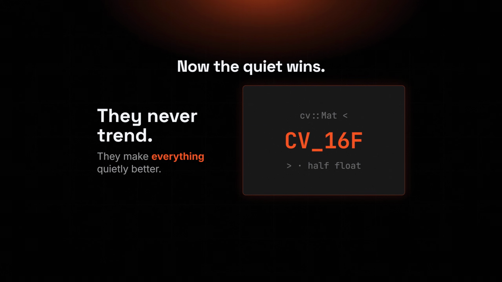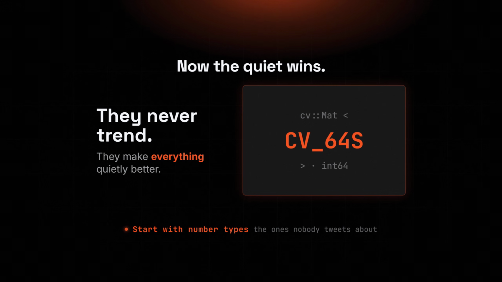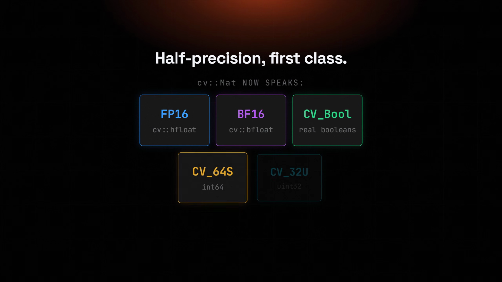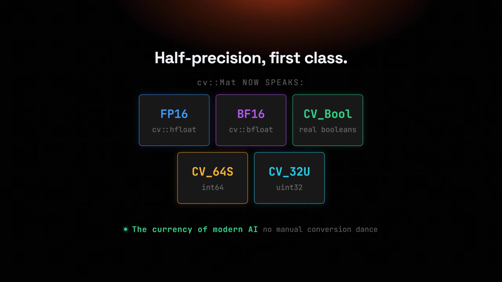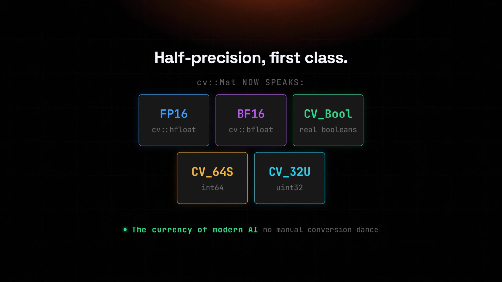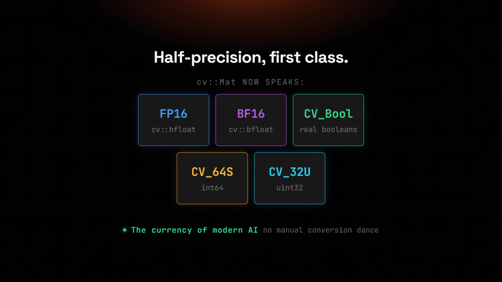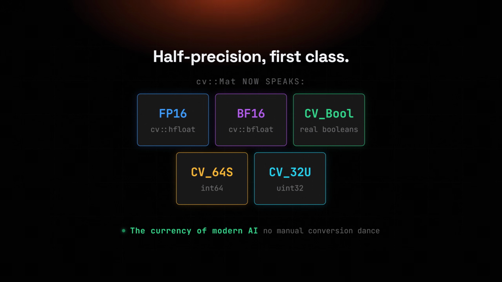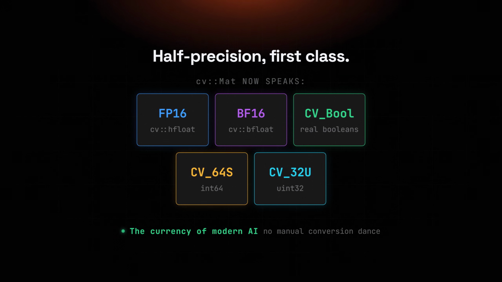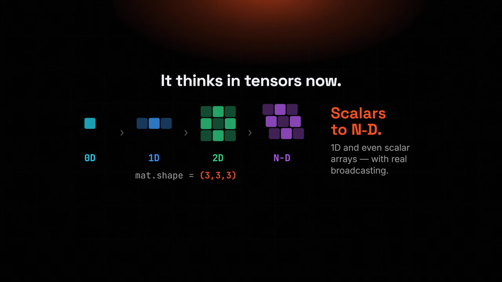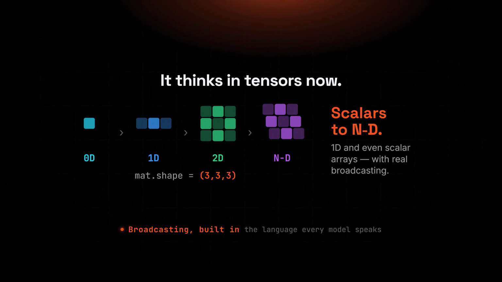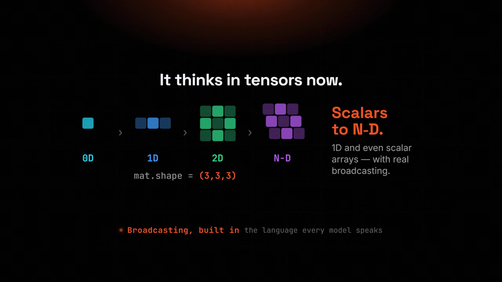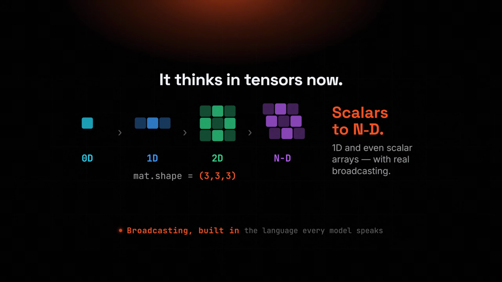Then there is a whole layer of changes that will never trend but quietly make everything better. Start with something as basic as number types. OpenCV finally has first-class FP16 and BF16, the half-precision floats that are the native currency of modern AI, living directly inside a CV submodule. It also added real booleans and 64-bit integers. The manual conversion dance is over. It also learned to think in tensors. There is proper support for one-dimensional and even scalar arrays now, with broadcasting. Sounds dull, until you remember every model you glue OpenCV to speaks exactly that language.